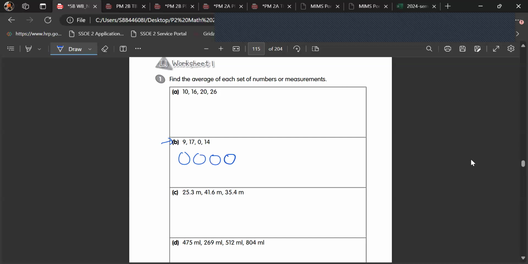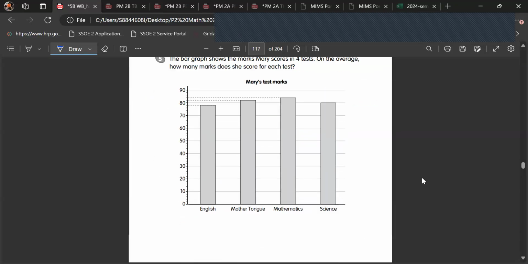Imagine there are four plates just like what I told you about Zara, Giselle, and Zoya. Then here's got 9, here's got 7, here's got 0, and here's got 14. This plate here is counted as one data as well, it's a number. So when you calculate the average, you still divide by 4. Okay, I'm going to jump to this question here on the test paper, question 5.